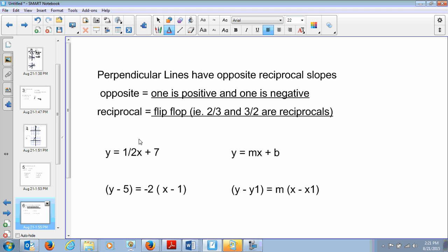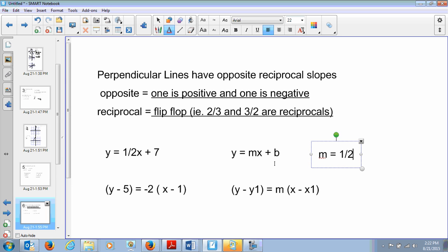So we look at these equations here. This equation is actually in y equals mx plus b form, or slope-intercept form. But the slope is right there. The slope of that first line equals 1/2.